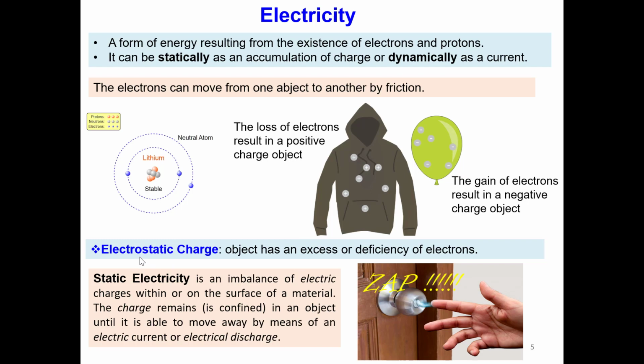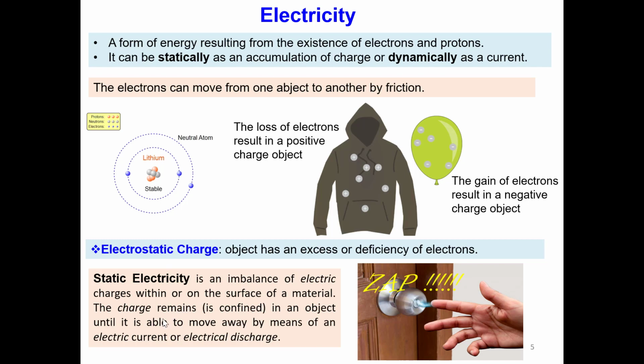Knowing this, we can define electrostatic charge as an excess or deficiency of electrons. Now we can define static electricity as an imbalance of electric charge in any material.